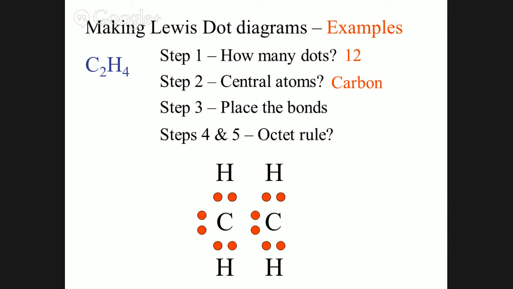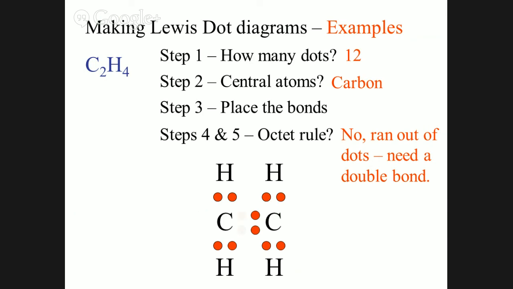I'm missing 2. If I'm missing 2, that means a double bond. So I have to slide a pair that is not already bonded. I can't pick the dots that are already connected to the hydrogens. I'm going to slide it over and create my double bond. Even though it's still just the 12, each carbon is surrounded by 8 dots. True, 4 of them are in one orbital area, but altogether each carbon is surrounded by 8 dots. Each hydrogen has 2 dots.